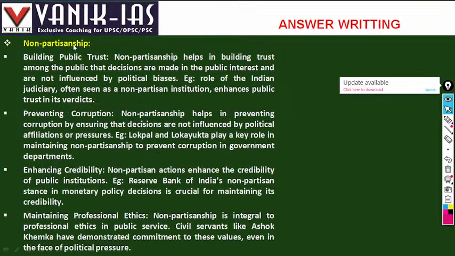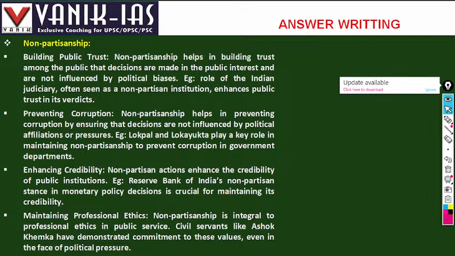Non-partisanship, building public trust. Non-partisanship helps in building trust among the public. The decisions are made in the public interest and are not influenced by political biases. The Indian judiciary, often seen as a non-partisan institution, enhances public trust in its verdicts.